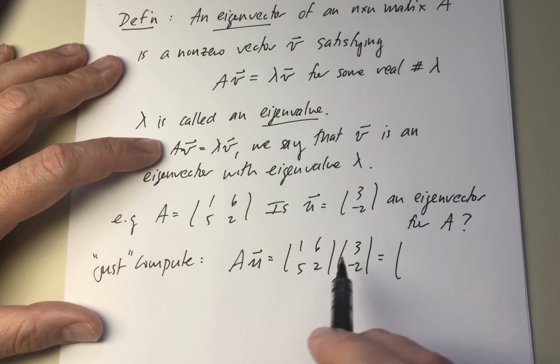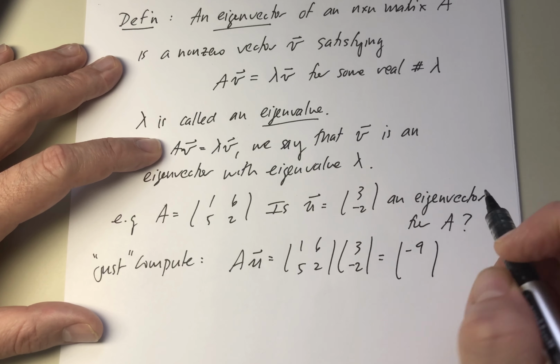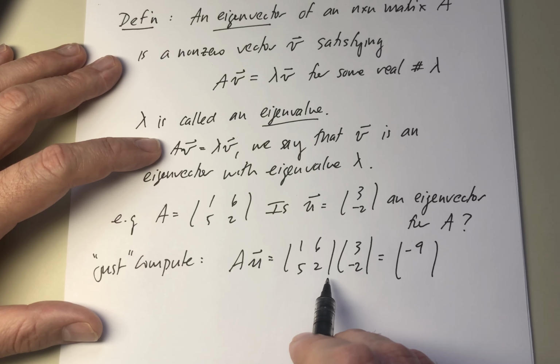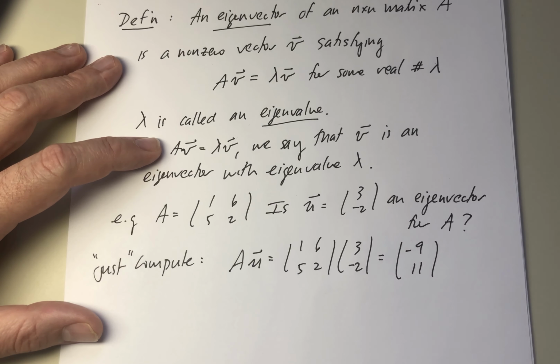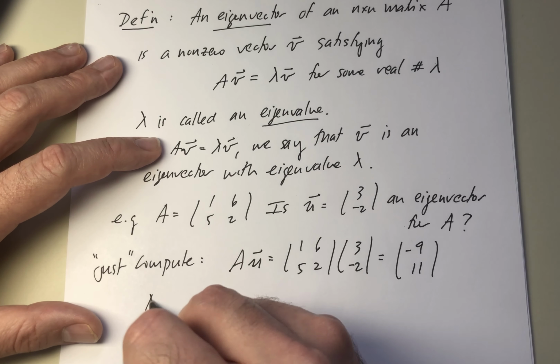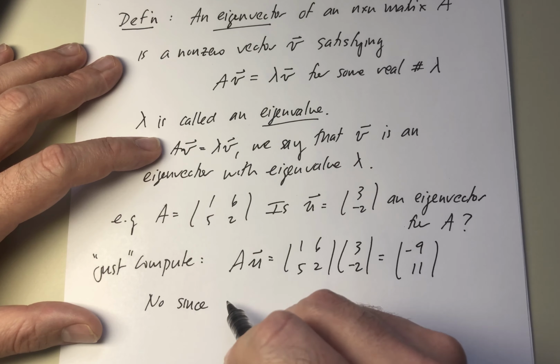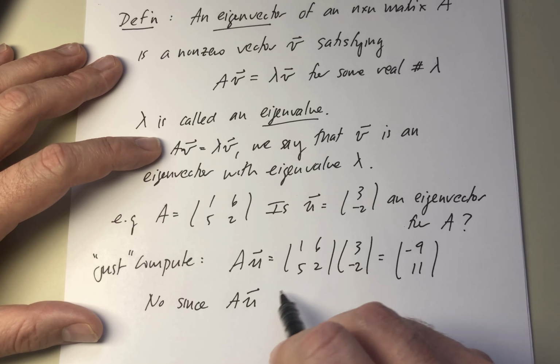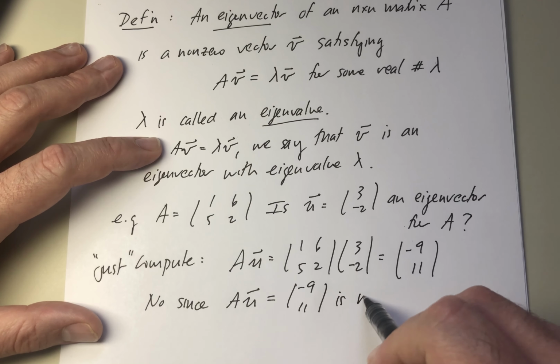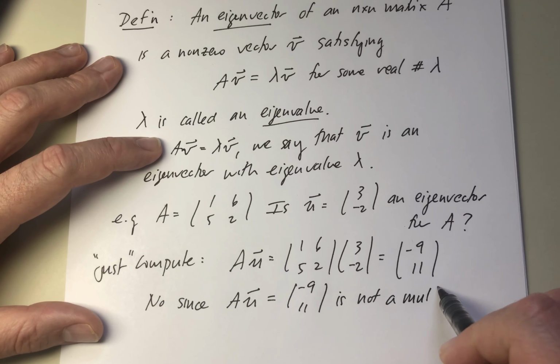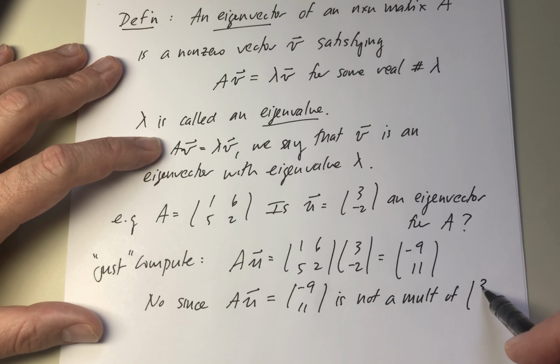This is 3 minus 12, which is minus 9. And then I get 15 minus 4, which is 11. So this is not an eigenvector, since A times u, which is (-9, 11), is not a multiple of (3, -2).